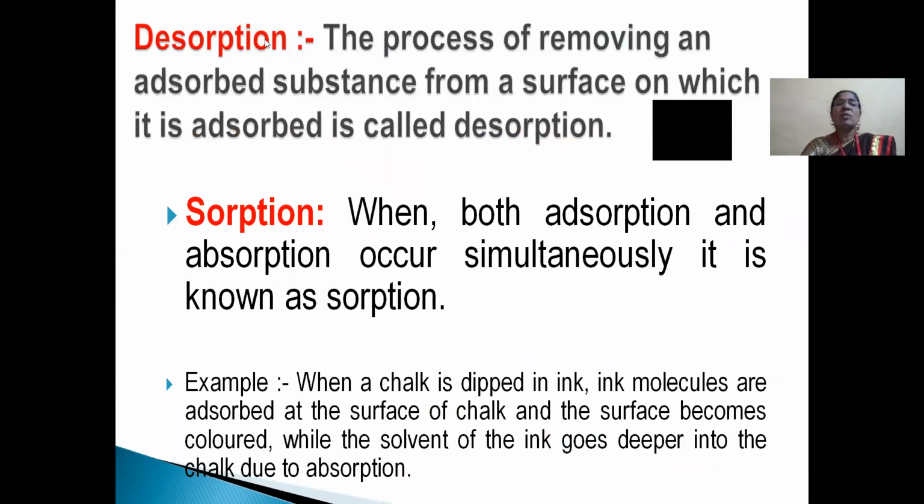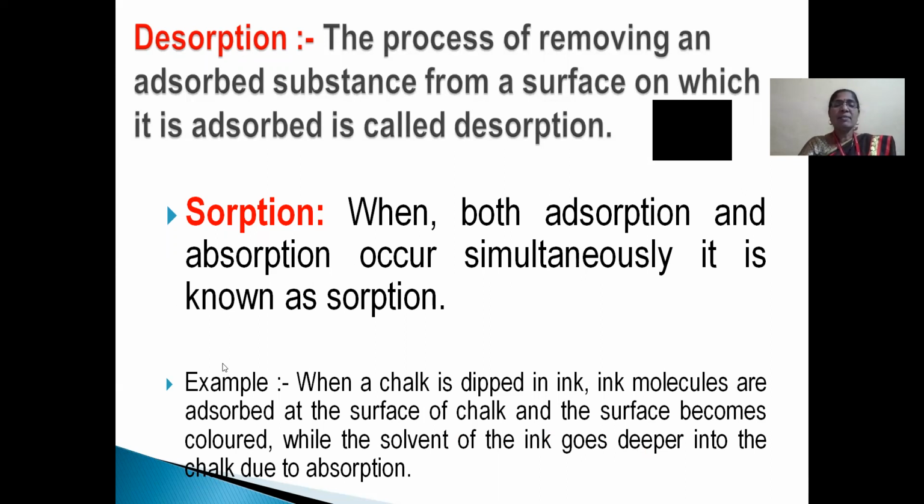Next one will be desorption. The process of removing an adsorbed substance from a surface on which it is adsorbed is called desorption. This is an example of desorption. Sorption: when both adsorption and absorption occur simultaneously, it is known as sorption.